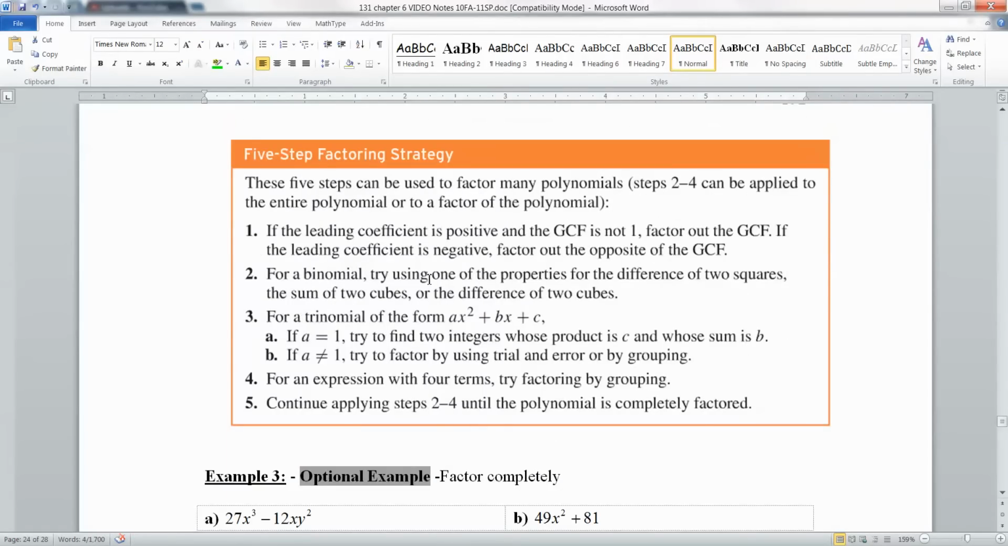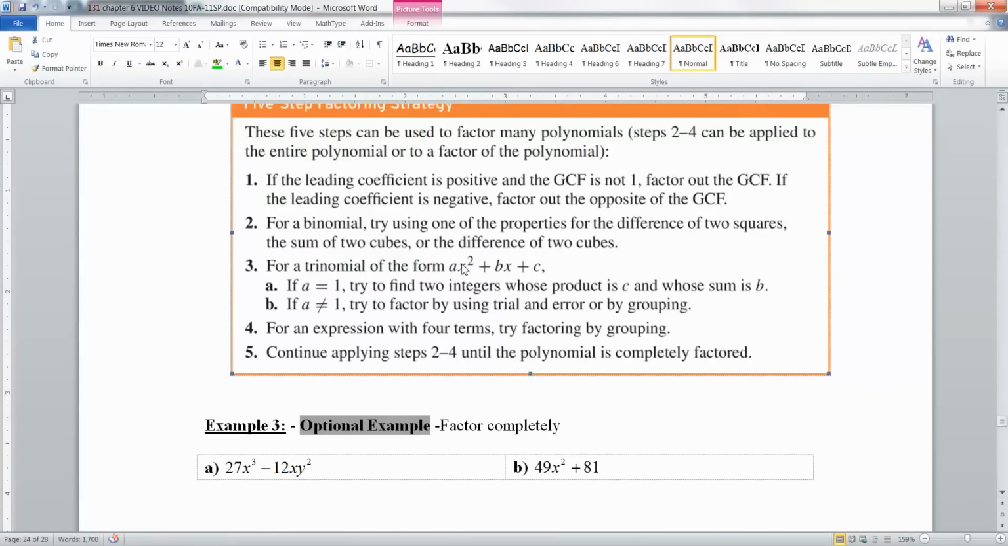All right, so then for a trinomial, if A is 1, that's easier. You're just looking for 2 numbers whose product is C, whose sum is B. Very simple. If A is not 1, then you have to either use trial and error or grouping. Grouping's probably the easier one of the two. And then for an expression with 4 terms, you automatically know it is grouping. Just done. If you see 4 terms, grouping.